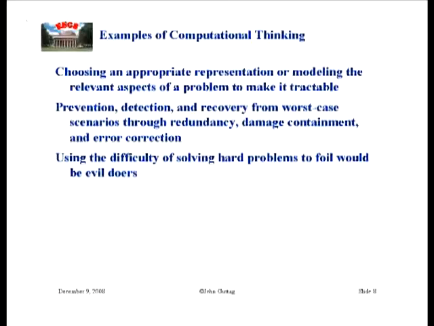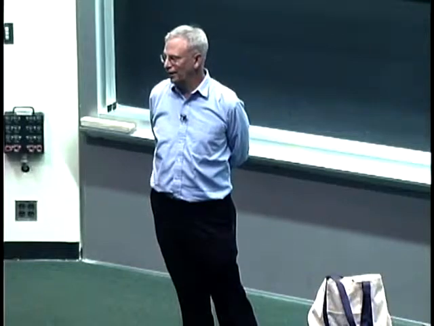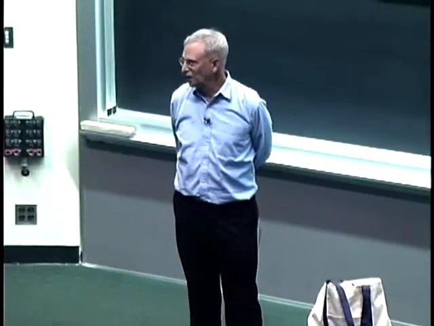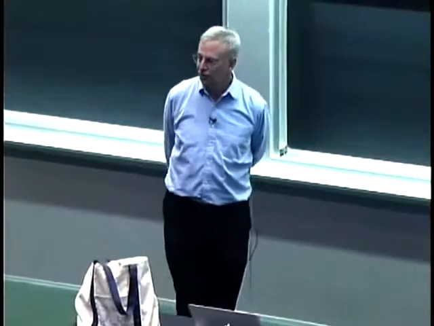So some other examples: choosing an appropriate representation, modeling the relevant aspects of a problem to make it tractable. And this is the essence of abstraction that computer scientists learn, is how to figure out what's relevant and ignore what is irrelevant or less relevant. It's to focus on the important things. That's an enormous skill in not only computing but in life.